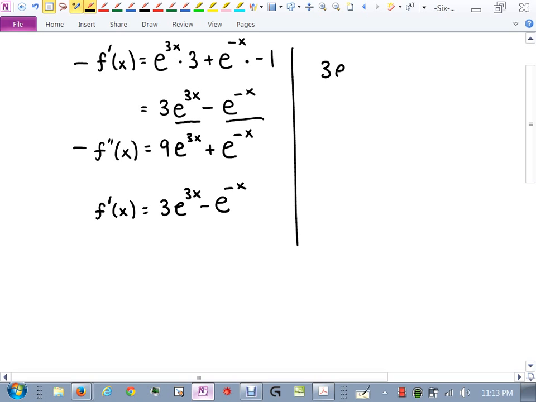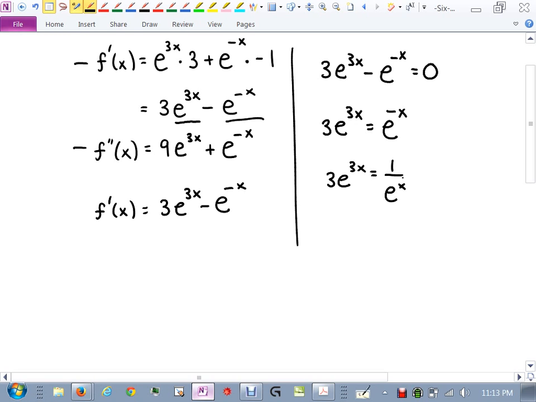3e to the 3x minus e to the negative x, when is that 0? Well, that means when does 3e to the 3x equal e to the negative x? And now I've got somewhat of an interesting situation here. I got to kind of look at this and figure out what's going on. That might help if what I do is I rewrite this as 1 over e to the x on the right side, and then realize what I could do is multiply both sides of this equation by e to the x.